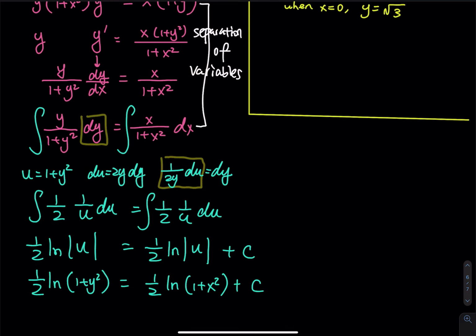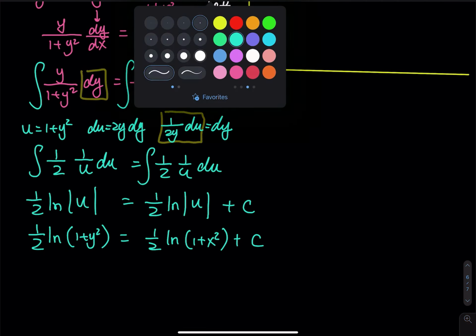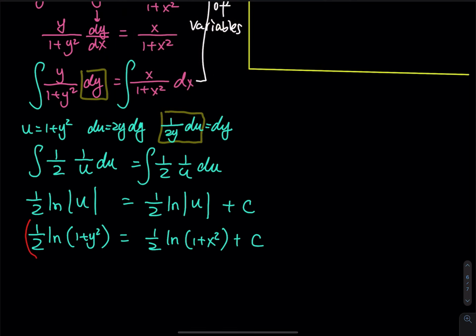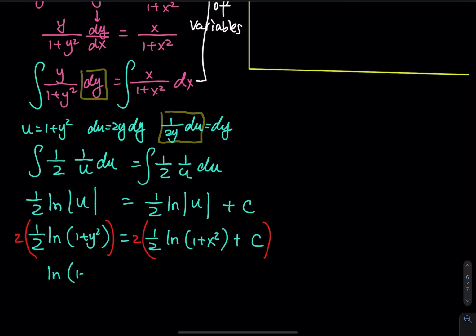And then the next step in differential equations is you have to know how to manipulate the c. But before we do any manipulation for the c, we have 1/2 on each side. So I want to get rid of the fraction by doing a multiplication. We multiply both sides by 2. So after multiplying both sides by 2, we have ln(1 plus y squared) equals ln(1 plus x squared), and then plus 2c.